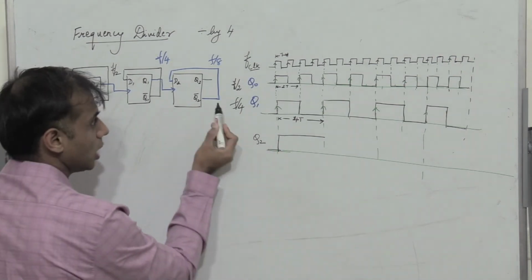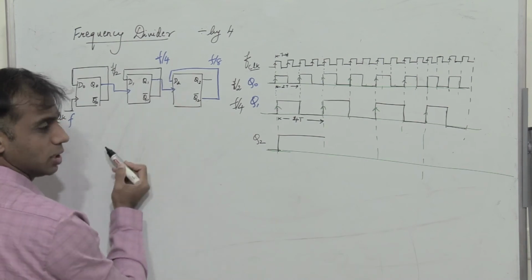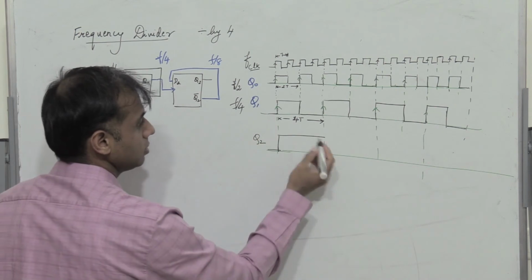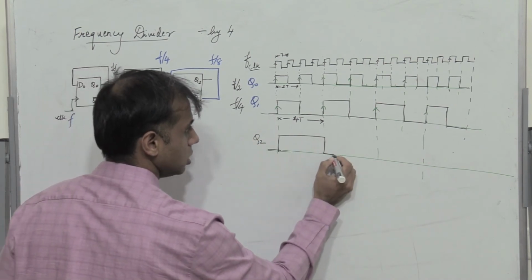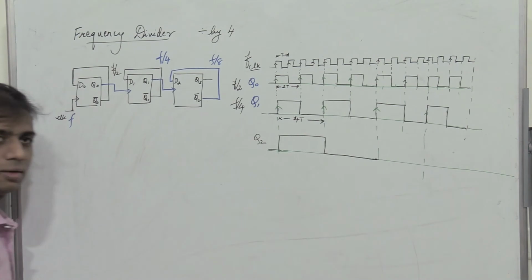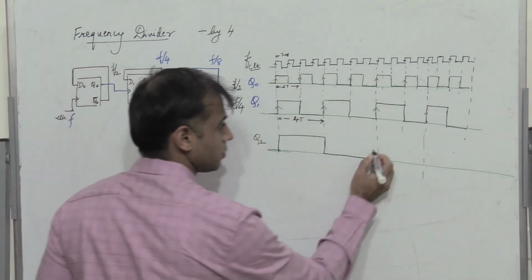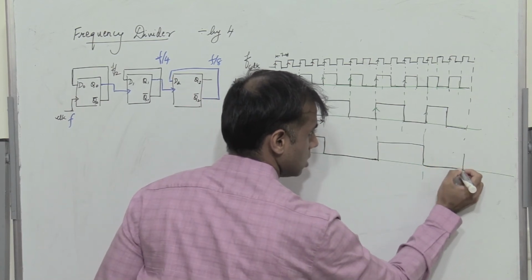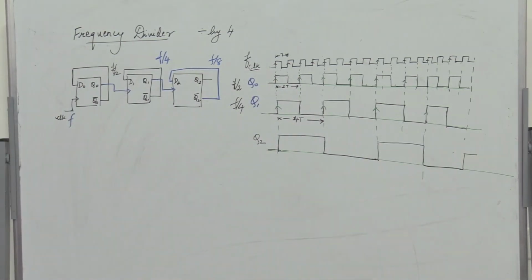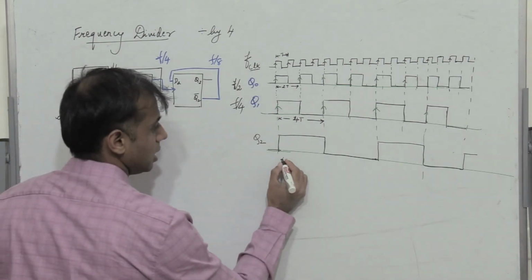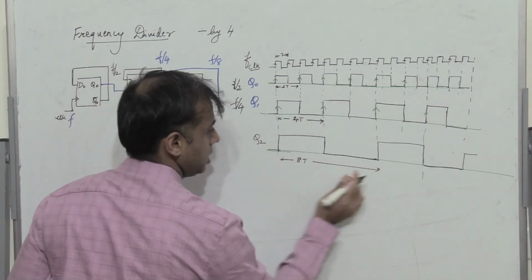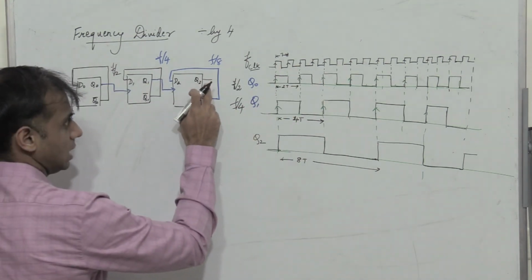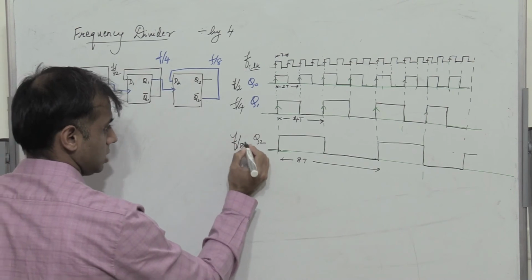So now Q2 is 1, so Q2 bar is 0, so I have a 0 here at the input of the D flip-flop. At the rising edge of Q1, Q2 changes from 1 to 0. So very simple. Again at the rising edge of Q1, it changes from 0 to 1 and then again 1 to 0 and so on. This repeats. Now what is the time period? The time period is 8t, where t is the time period of the input clock frequency. So what is the frequency I get here at Q2? It is f by 8.